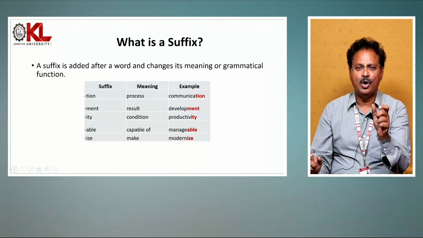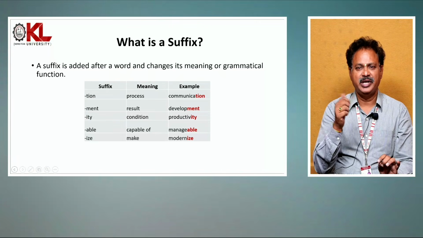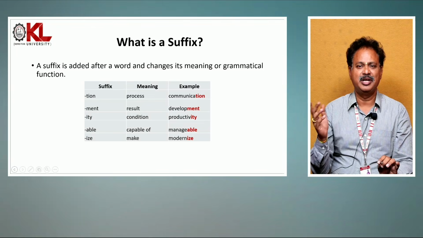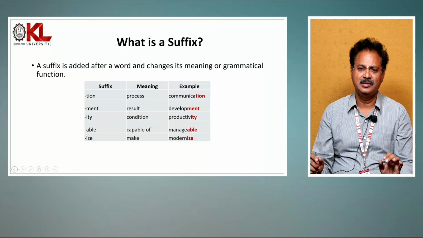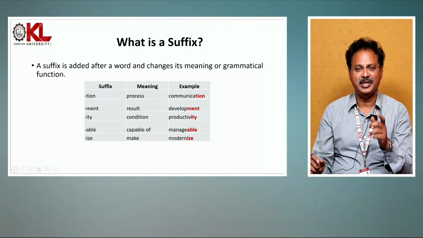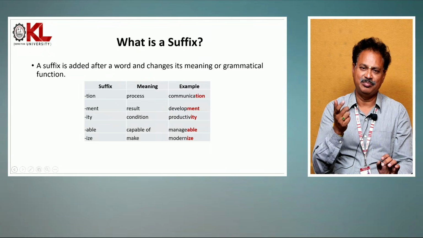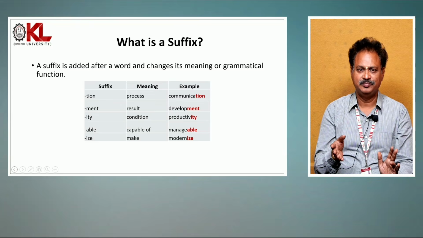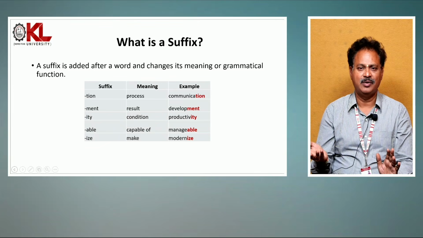Now the root word is communicate, okay, communication. The moment you add TION to the word, it becomes noun. Now communicate is a root word, that is verb. Develop is a verb. When you add MENT, it becomes noun. Product, sometimes it can be a noun, sometimes it can be a verb, right? ITY, the moment you add ITY, it becomes noun again.